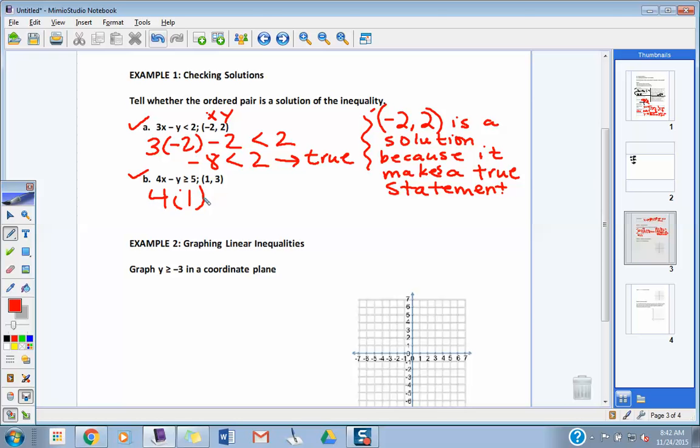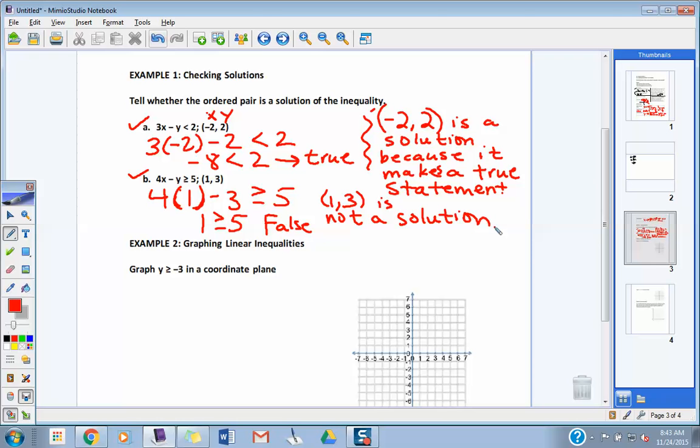You guys agree that I'm substituting correctly? 4 times 1 minus 3 greater than or equal to 5? All right, so what's the left turn out to be when you do this? So my statement, 1 greater than or equal to 5. How about that statement? True or not true? It's false, isn't it? So here I would say 1 comma 3 is not a solution. Okay, 1 comma 3 is not a solution.